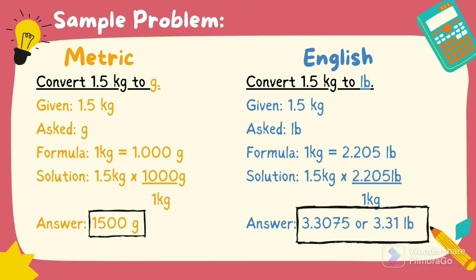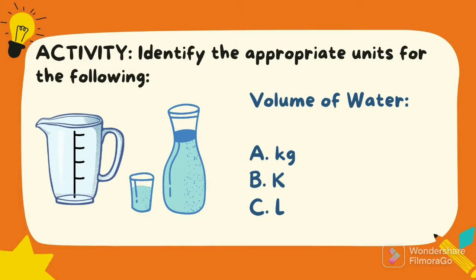So the final answer is 3.3075 or 3.31 pound. Oh, here's another activity question. If we are pertaining to the volume of water, which unit should we use? Is it A, kilogram, B, Kelvin, or C, liters? If your answer is C, then you are correct.